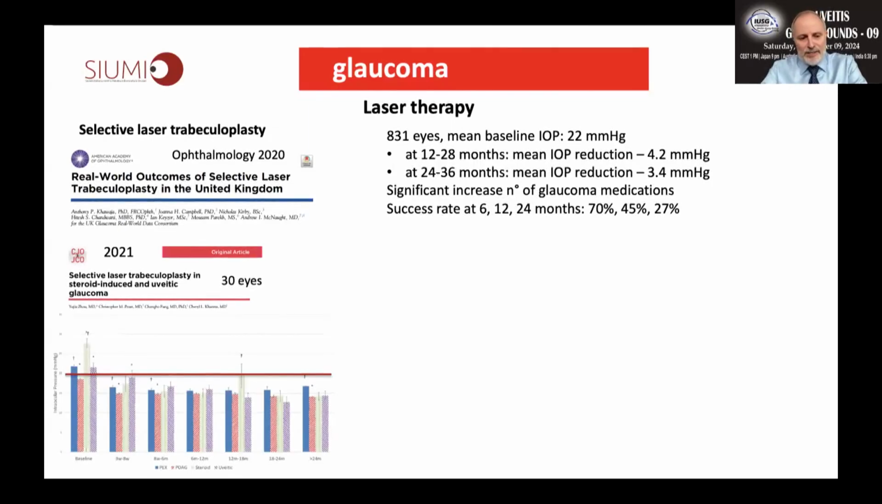And as you can see, although the pressure was not so high, the median pressure being 22 millimeters of mercury, there has been a decrease in the IOP value.